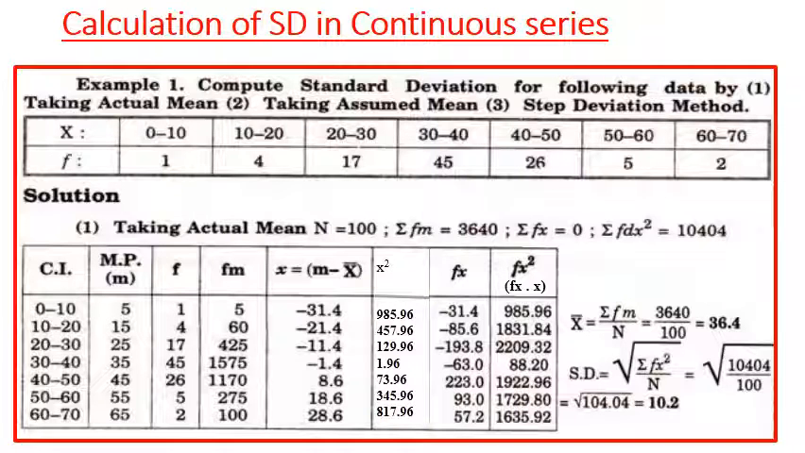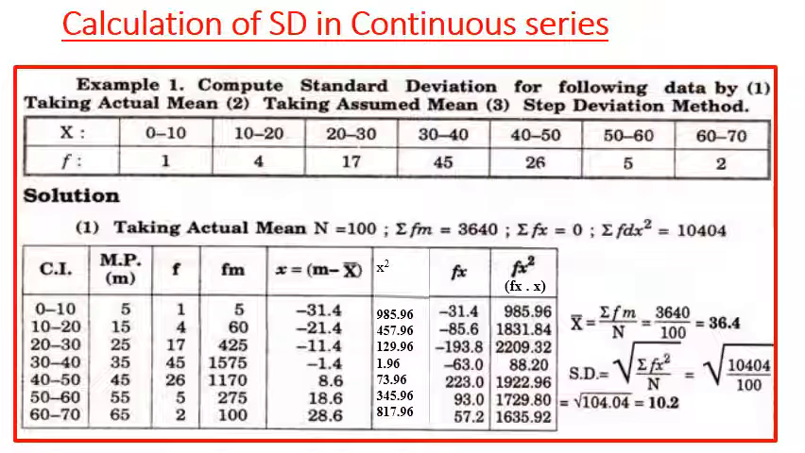Now look how to calculate the standard deviation in case of a continuous series, when you have a series in class intervals. Let us do it with the actual mean first, then we will go for the assumed mean. Here you can see the actual mean.